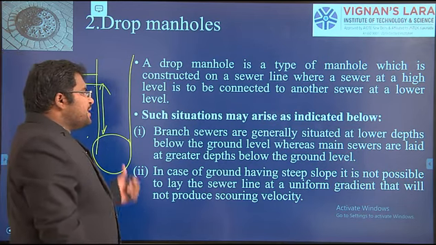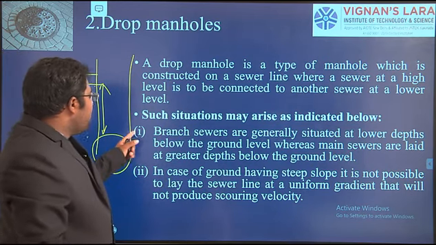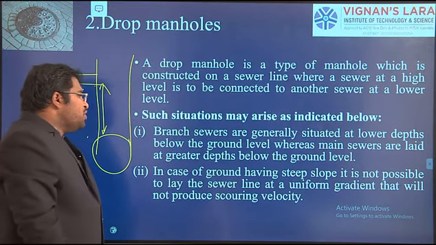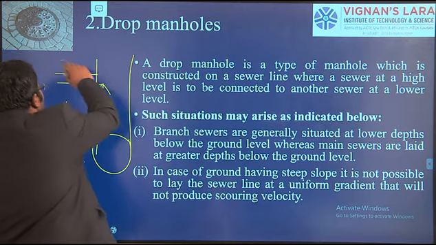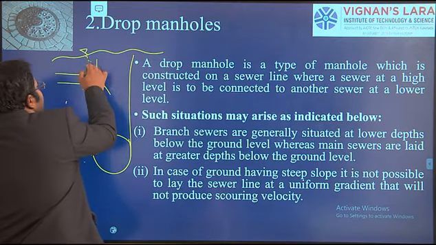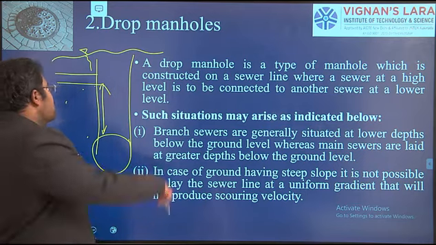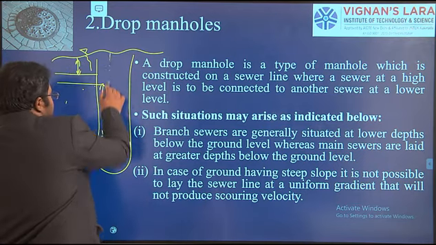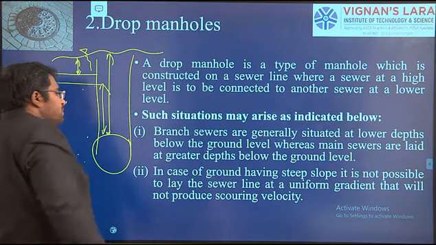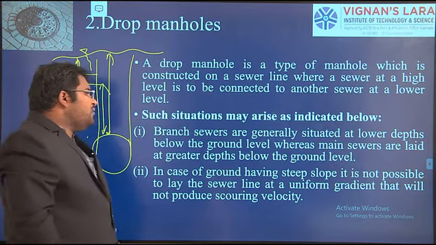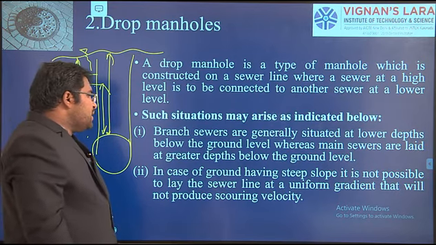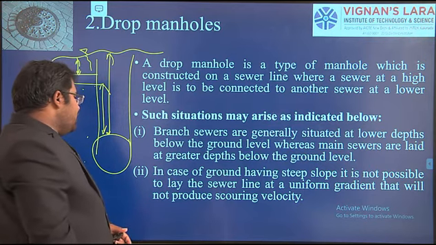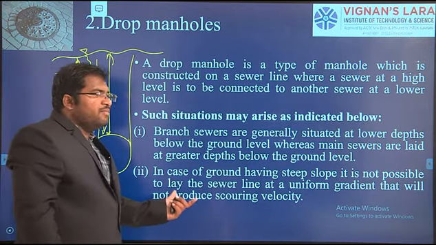So this is constructed in the following cases. The first is that branch sewers are generally situated at lower depths below the ground level. If I take the ground level here, these branch sewers are located at much less depth compared to the main sewer. This is more depth, this is less depth. Second, in case of ground having a steep slope, it is not possible to lay the sewer line at a uniform gradient that does not produce scouring velocity.